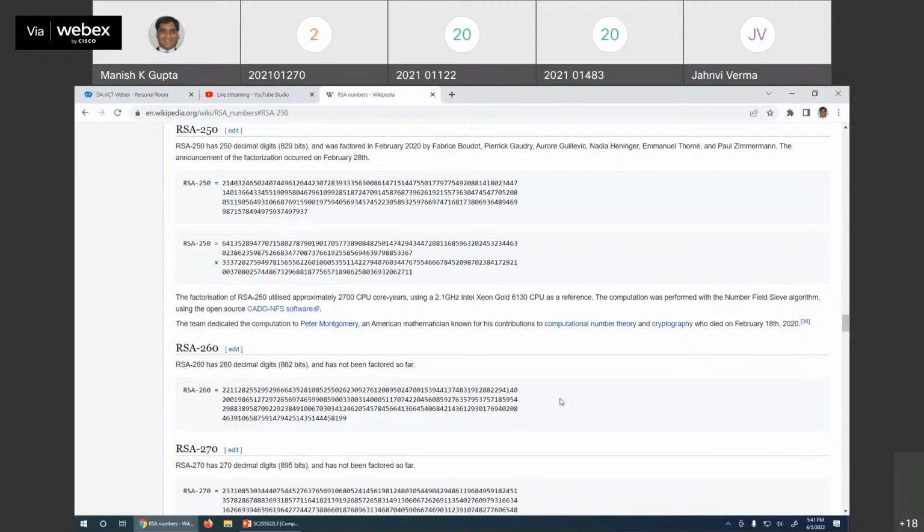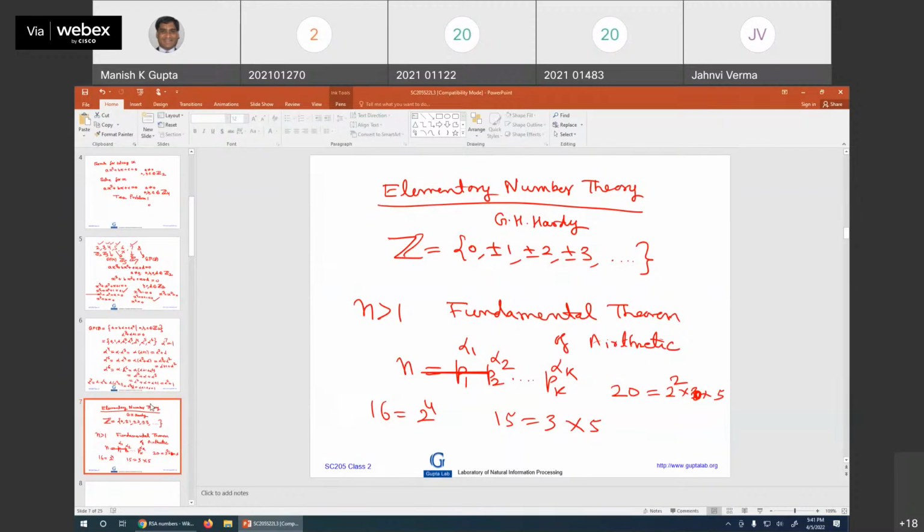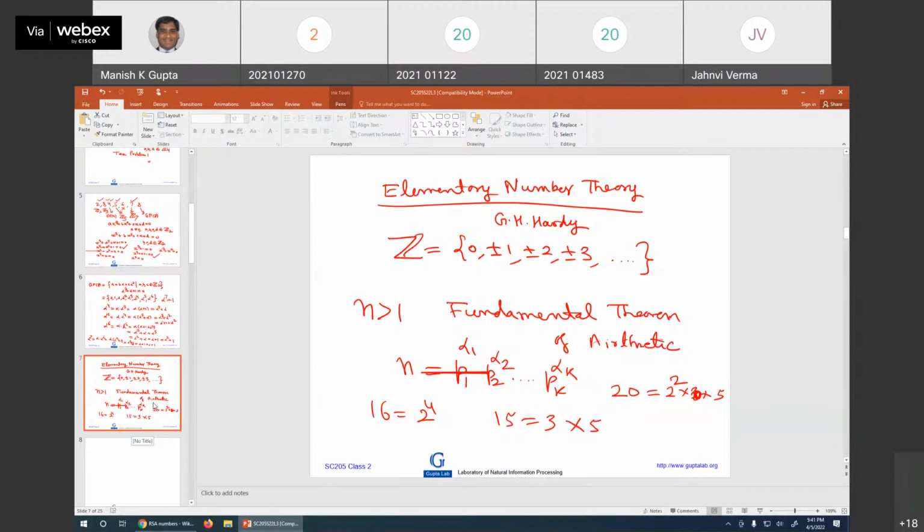Sometimes they have used a bunch of computers in parallel to factor the number. Or if you know some jadugari, some magic, or provide the factors, you will be famous. You can write this number's factorization is this. Use some Vedic mathematics or whatever. Right? So this is another beauty, right? So now, this is the fundamental theorem of arithmetic.